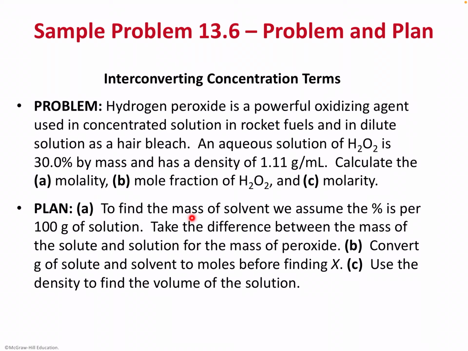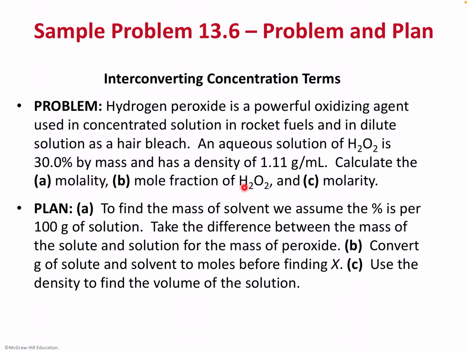To find the mass of the solvent, we assume the percentage is per 100 grams of solution. Meaning, when you say H2O2 is 30%, if you take 100 grams of solution, 30 grams is hydrogen peroxide. Right? So then what would be the amount of solvent? 30 grams solute, 100 grams solution. So the solvent would be 100 minus 30, 70. Take the difference between the mass of the solute and solution to find the mass of the solvent, for the molality. Right?